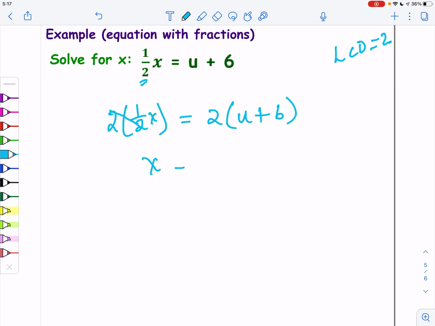2 times 1/2 is 1. X is left. 2 times u, you're going to distribute that 2 and then distribute 2 to 6 as well. So 2 times 6 is 12. You have isolated x, left it by itself. Therefore, that is your answer because 2u plus 12 cannot be simplified any further.